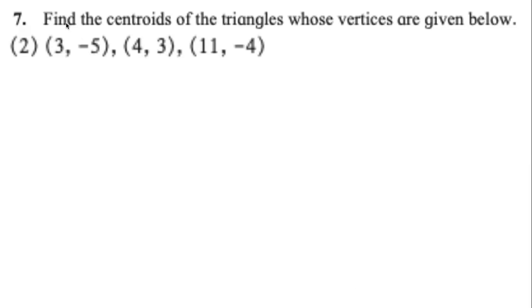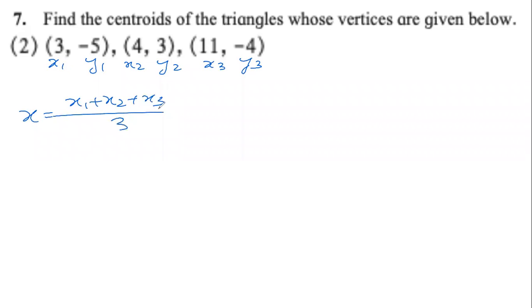This question also is very, very basic, very straightforward, no trick. So x1, y1, x2, y2, x3, y3. We have to find the coordinates of the centroid. So x equals x1 plus x2 plus x3 by 3. So x1 is 3, x2 is 4, x3 is 11, divided by 3. 3 plus 4 is 7, 7 plus 11 is 18, by 3. 18 divided by 3 is 6. Ankit, be careful when you are dividing.